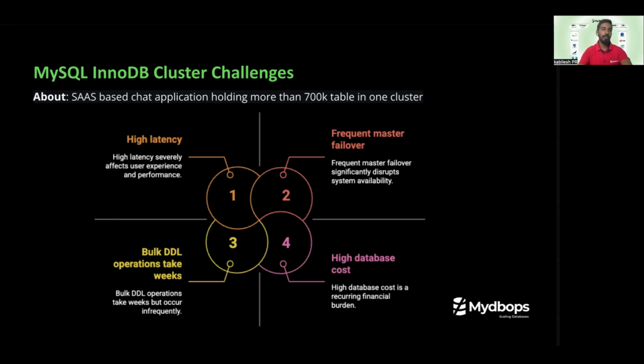Then they moved to MySQL InnoDB cluster. This was a very heavy machine. They were using, I think, an 8x large machine, 3 of them for their master and secondary, and they also had a separate backup server. And on top of the InnoDB cluster, they had 2 ProxySQL to balance the connections.